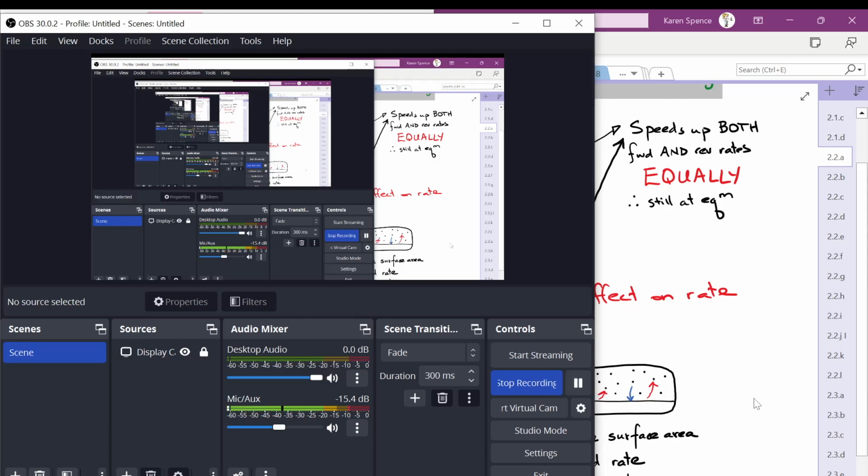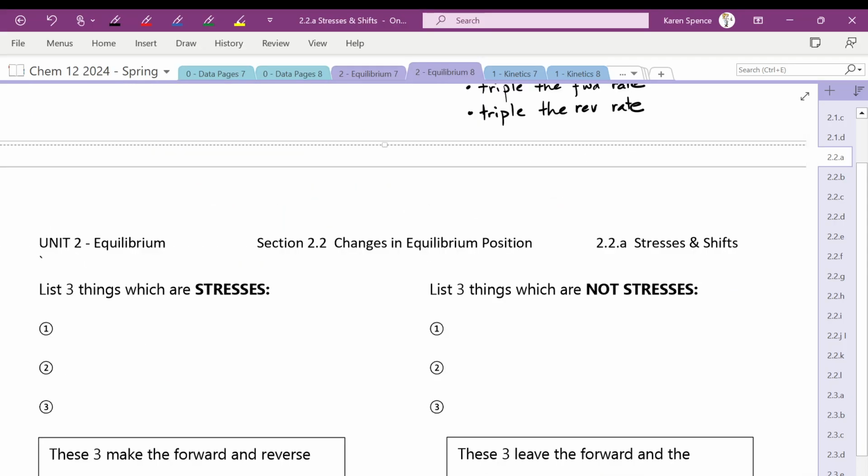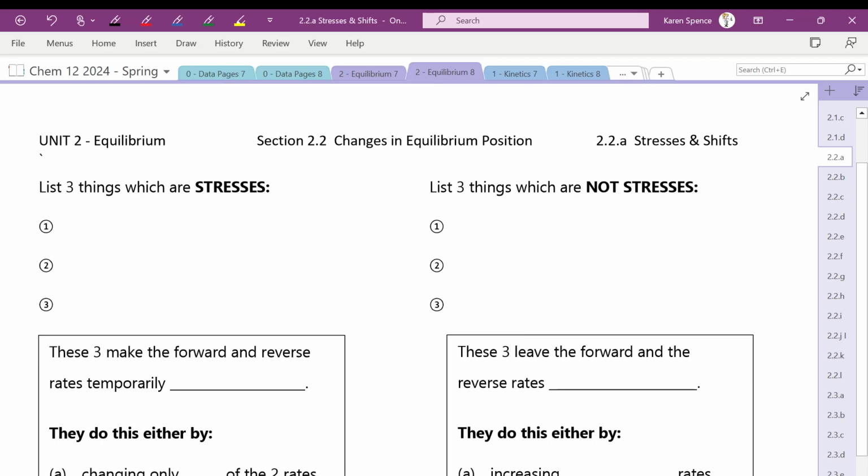There we go. Okay. So what I would like you guys to do now is list the 3 things which are stresses and the 3 things which are not stresses. We just did it a minute ago. You should be able to do it now. So it's on the next page. Right here, at the top of the page it says 1, 2, 3, 1, 2, 3.